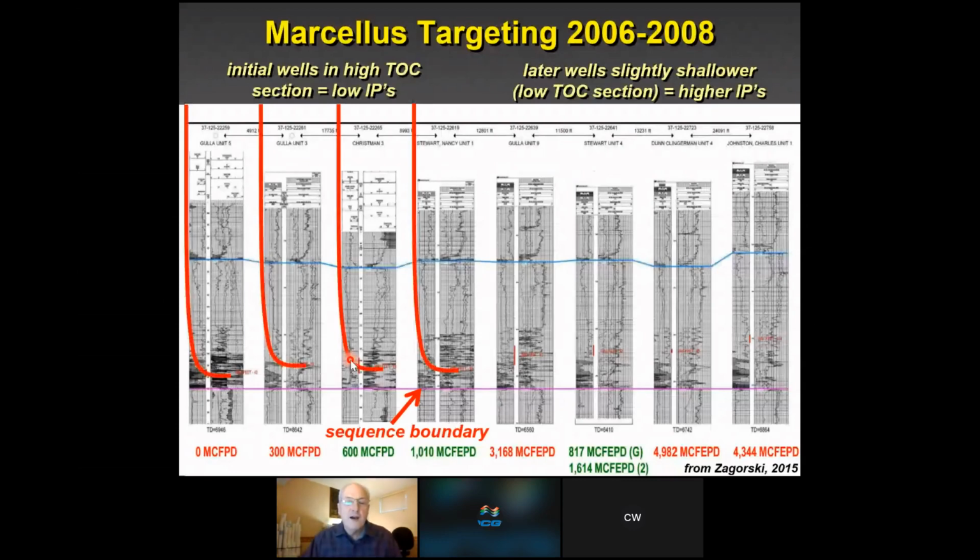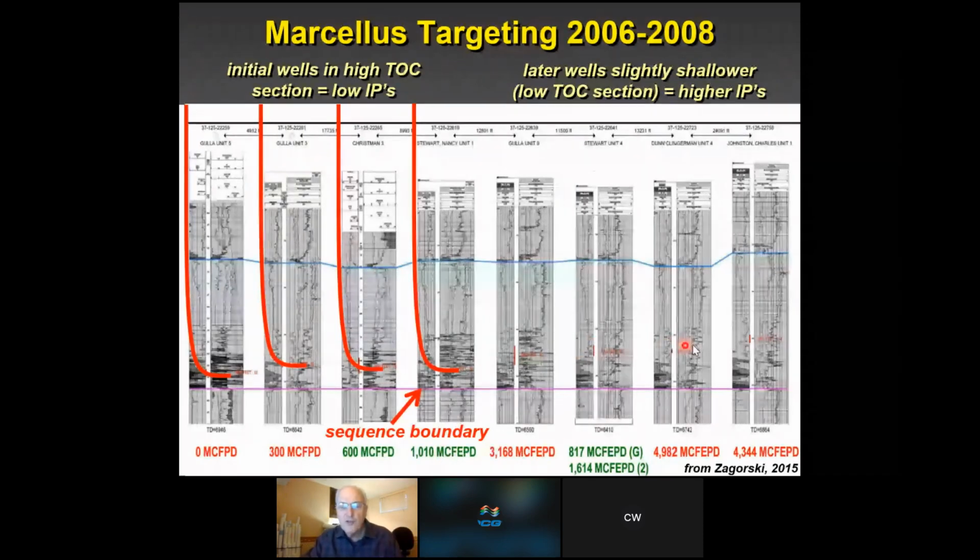The early wells went right down near the base here. You can see the gamma ray gets really hot. This is very organic rich, sitting right above the sequence boundary. This is a condensed section. But look at the production. These were either completely dry or uneconomic wells. Later wells were moved up 20 or 30 feet. You can see the completion intervals in here.